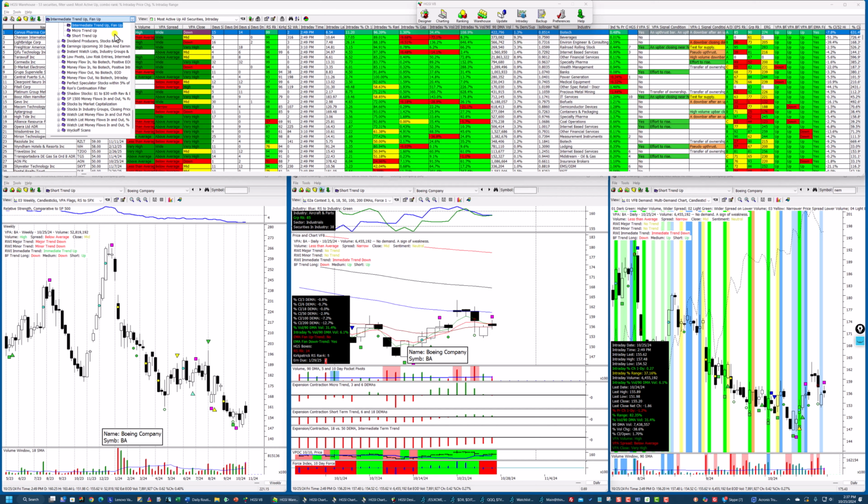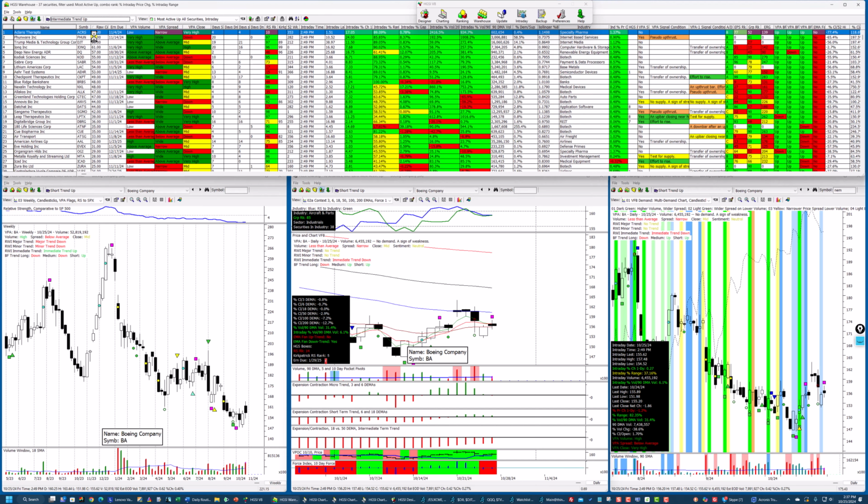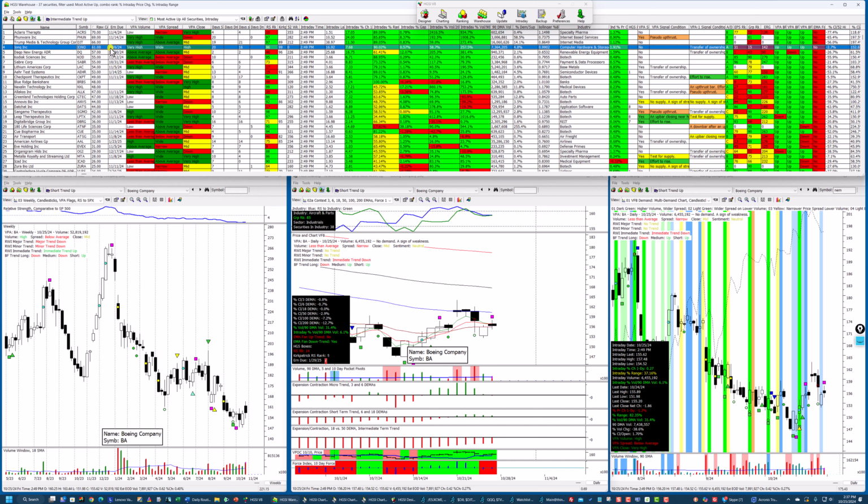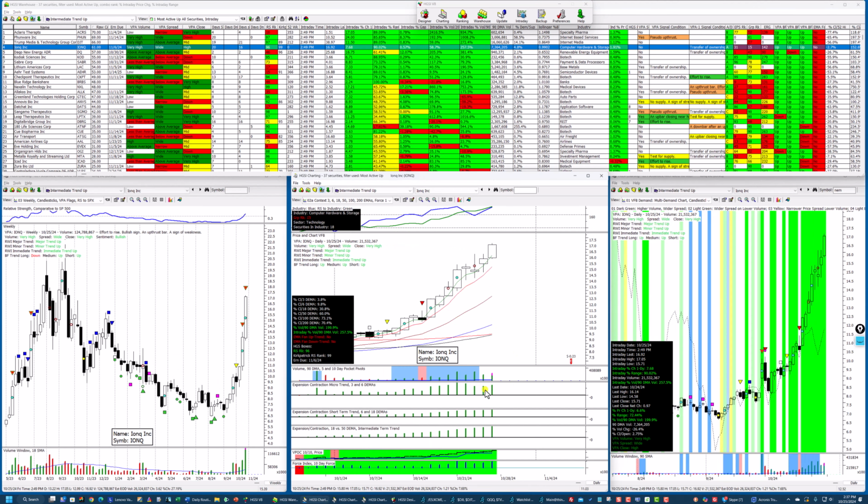But let's go back to the intermediate term trend again, and you'll see the histograms on all of these are positive. All positive, but the fan is not yet in place. This 100 has to get above the 200 here, and then the fan is in place. This is a very strong stock over the past several weeks. Let's just take a look at the weekly chart here.